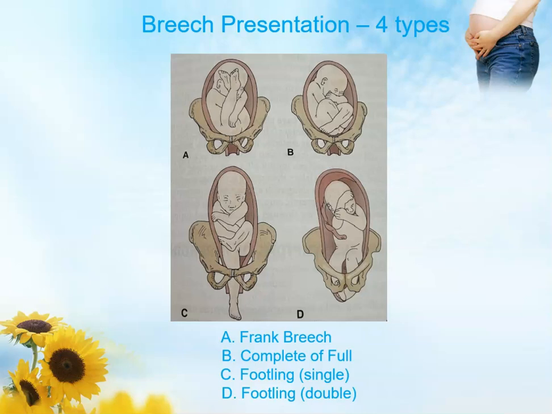C is the footling or single footling presentation. And if the baby's got 2 feet out, it's called a double footling breech. So there are different types of breech presentations. And just so you'll know, they C-section patients for a lot sillier reasons. If the baby is breech, you don't want to take any chances. They usually C-section because of the breech presentation.